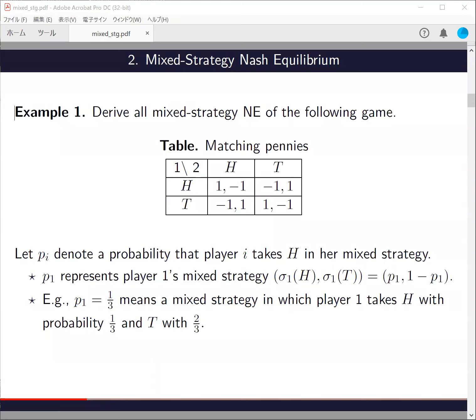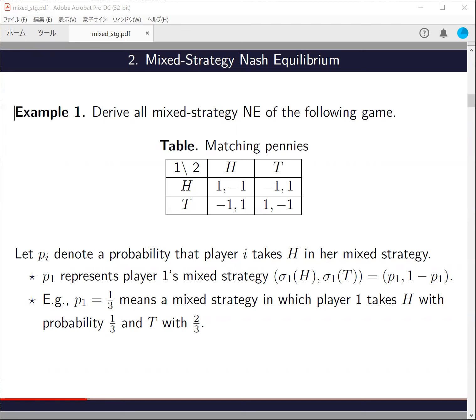Let's see if we can find a mixed strategy Nash equilibrium in example 1. In this game, there is no pure strategy Nash equilibrium. You should try and verify that is the case if you do not see that the game does not have any pure strategy Nash equilibria immediately. We first define what a mixed strategy is in this game. To do this, we let Pi denote a probability that player I takes strategy H in her mixed strategy.